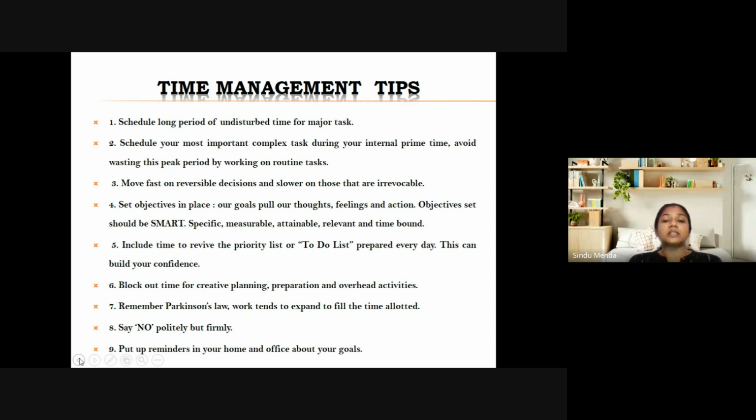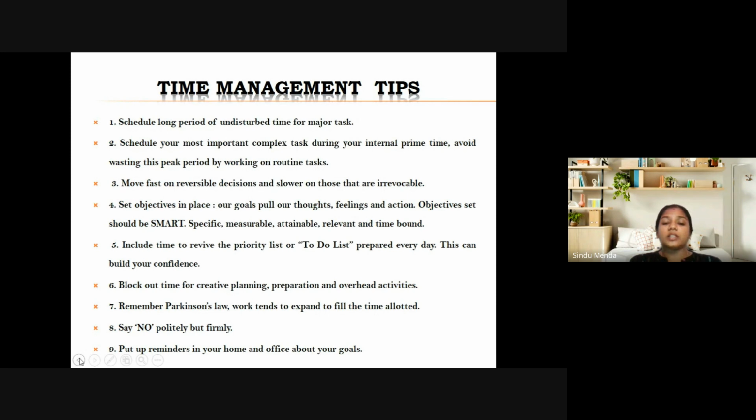Remember Parkinson's law: work tends to expand to fill the time allotted. So when work is there, it automatically expands to fill the time allotted. Say no politely but firmly. You have to say no sometimes, but not rudely. You have to say it politely and firmly.